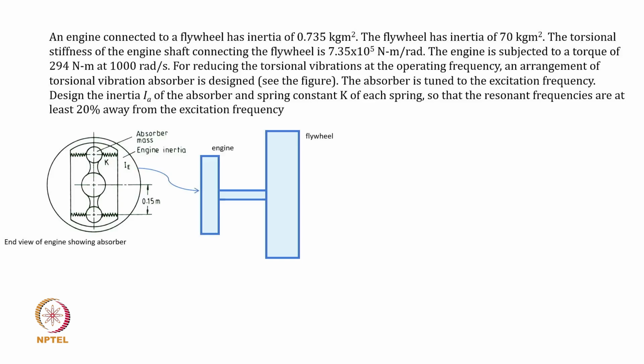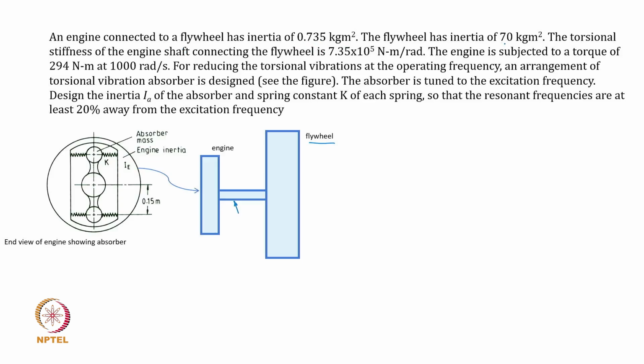This example is of an engine, an automotive engine. The crankshaft is connected to the flywheel. The engine generates a torque which is given here. So let's go one by one. The engine is connected to a flywheel.